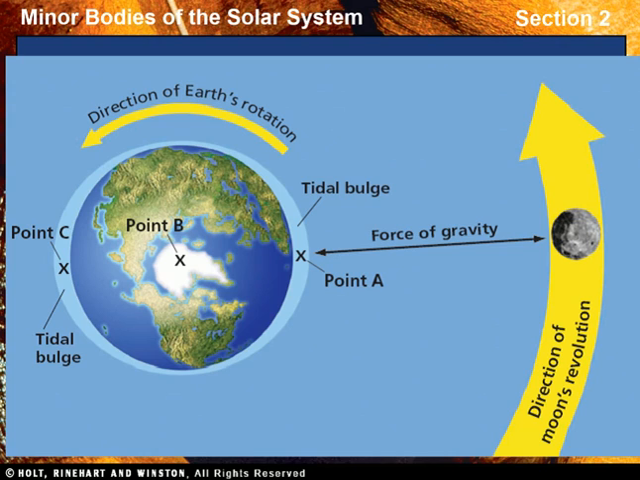Because Earth rotates, tides occur in regular rhythm at any given point on Earth's surface each day. The sun also causes tides, but they are smaller because the sun is so much farther from Earth than the moon is.